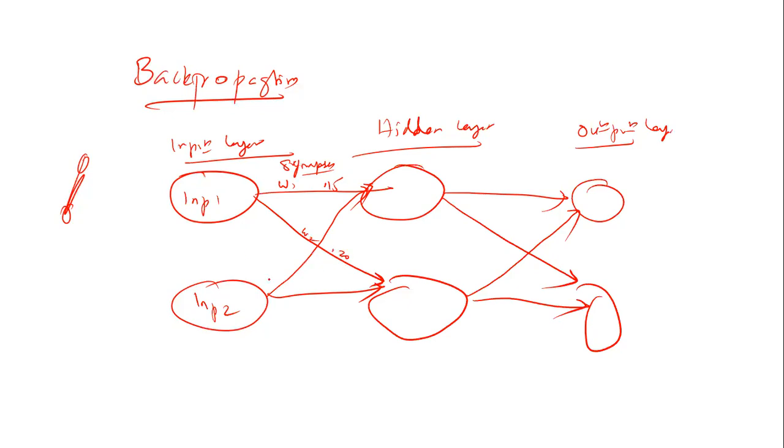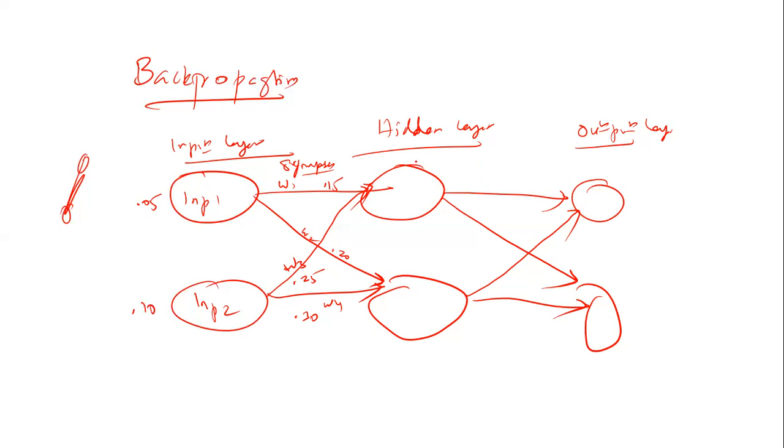Each connecting line has its own weight. Weight 3 is 0.25, and this is weight 4, which is 0.30. Let's assume that, okay, these are 0.15 for weight 1, 0.20 for weight 2, 0.25 for weight 3 and 0.30 for weight 4. These are some imaginary numbers. Okay, the input value is 0.05 and here the other input is 0.10.